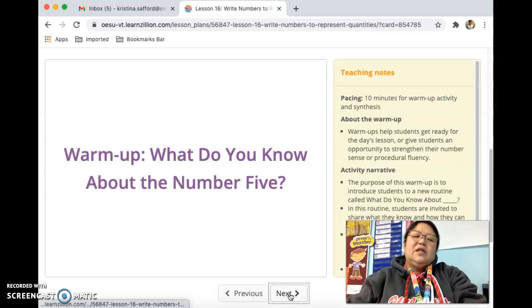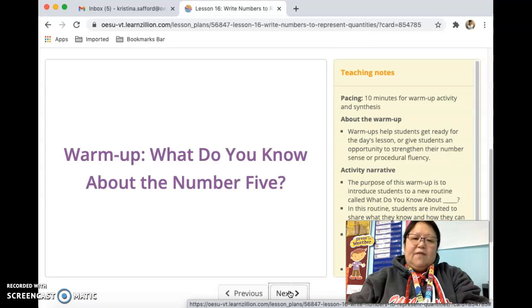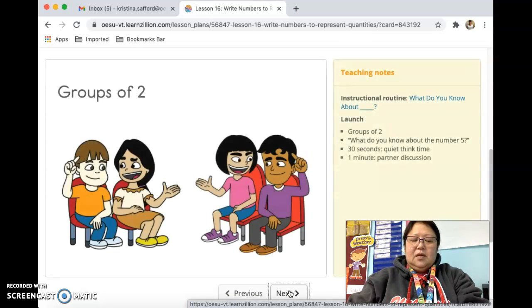So our warm-up for today was to think about the number 5. What do you know about the number 5? Our class got into groups of 2 and we talked about the number 5. They thought about it for 30 seconds and then we had a little partner discussion. What I would like you to do is to think about the number 5 for a few seconds and then share with your family what you know about the number 5.